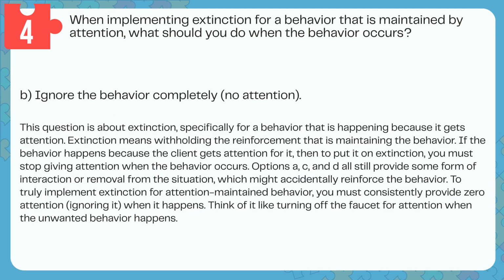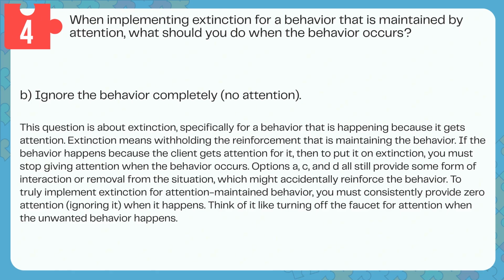Answer: B. Ignore the behavior completely, no attention. This question is about extinction, specifically for a behavior that is happening because it gets attention. Extinction means withholding the reinforcement that is maintaining the behavior. If the behavior happens because the client gets attention for it, then to put it on extinction, you must stop giving attention when the behavior occurs.